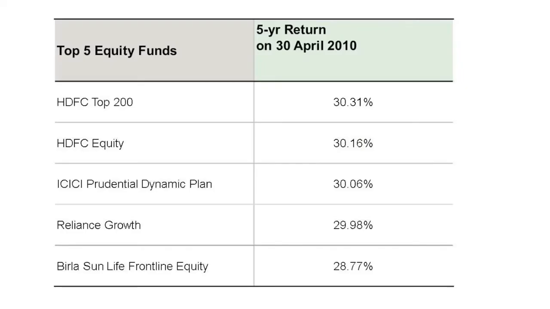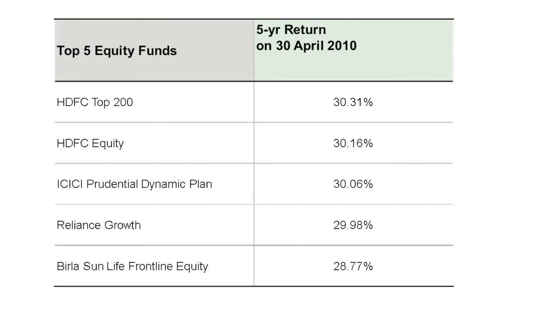5 years ago, let's replay what we could have done. 5 years ago, we looked at these 5 funds, and once through this choice, I'm going to move from funds to stocks. 5 years ago, these were the top 5 funds. Okay, HDFC Top 200, 30%, 30% again, 29.98, and Birla Sunlife Frontline 28.